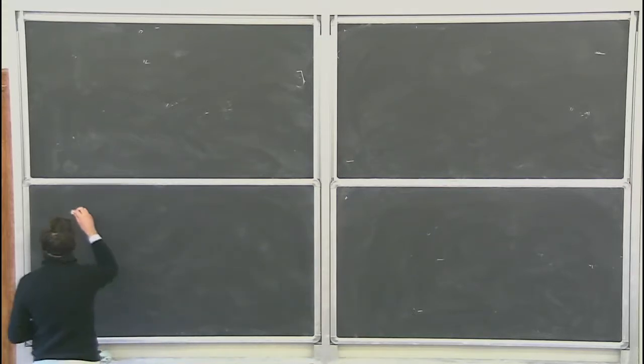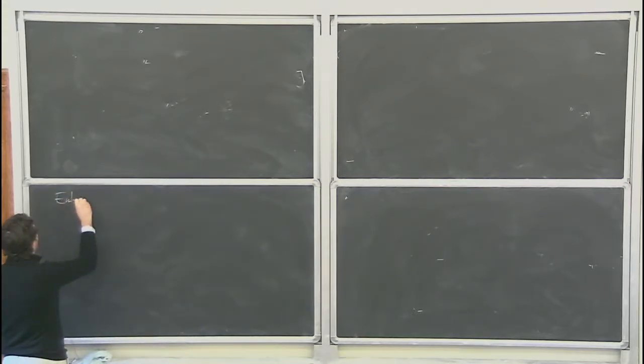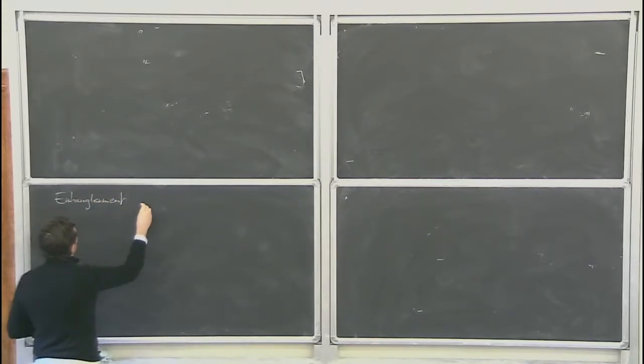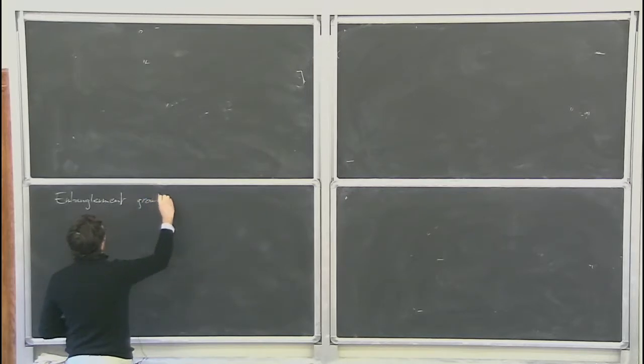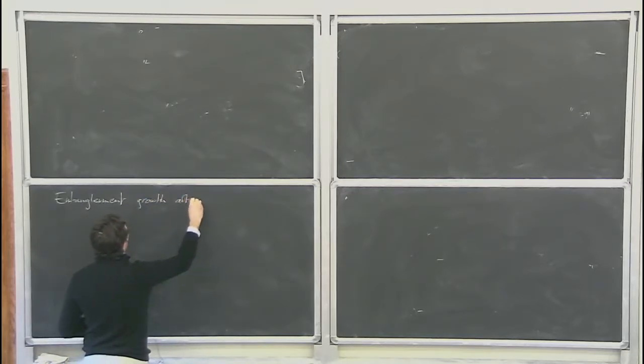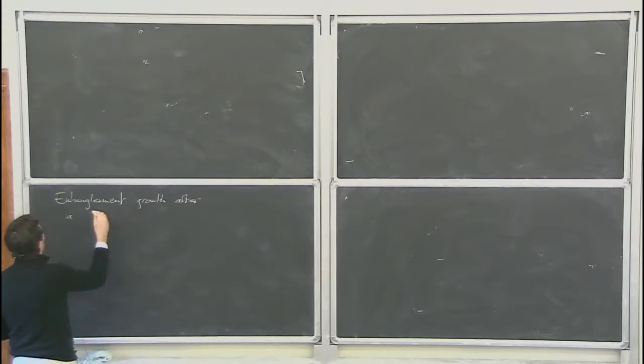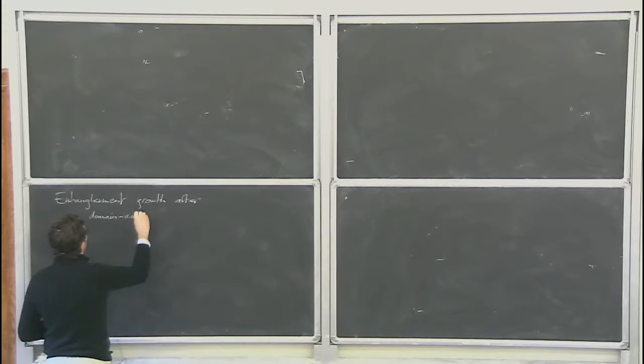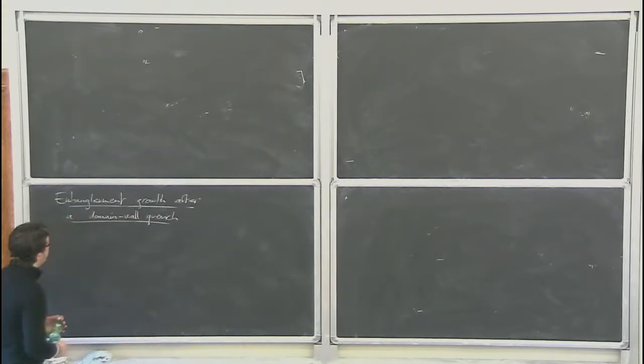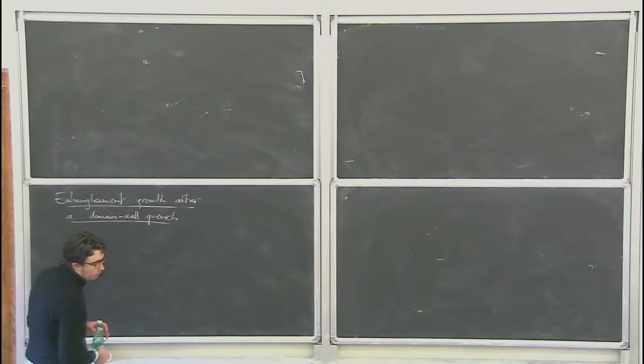So this will be about entanglement. Entanglement growth after a domain wall quench. And so what's a domain wall quench? It's basically a special case of the setup that Bruno was discussing.